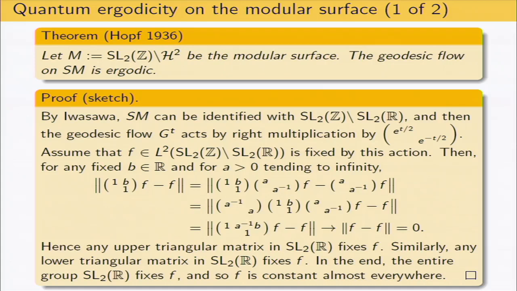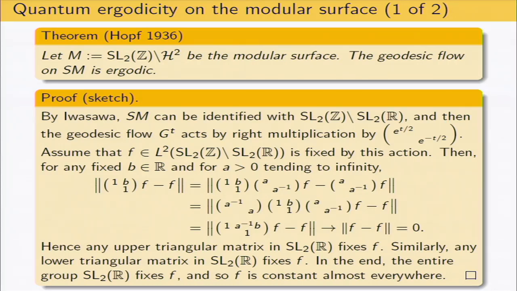So 1b, 1f differs from f by the same amount in L2 norm as this difference, because here we can replace f by AA inverse f, because AA inverse f is just the same as f by assumption. Now also, this group action is unitary, so if you multiply these two entries by the inverse of this matrix, then you still get the same difference.